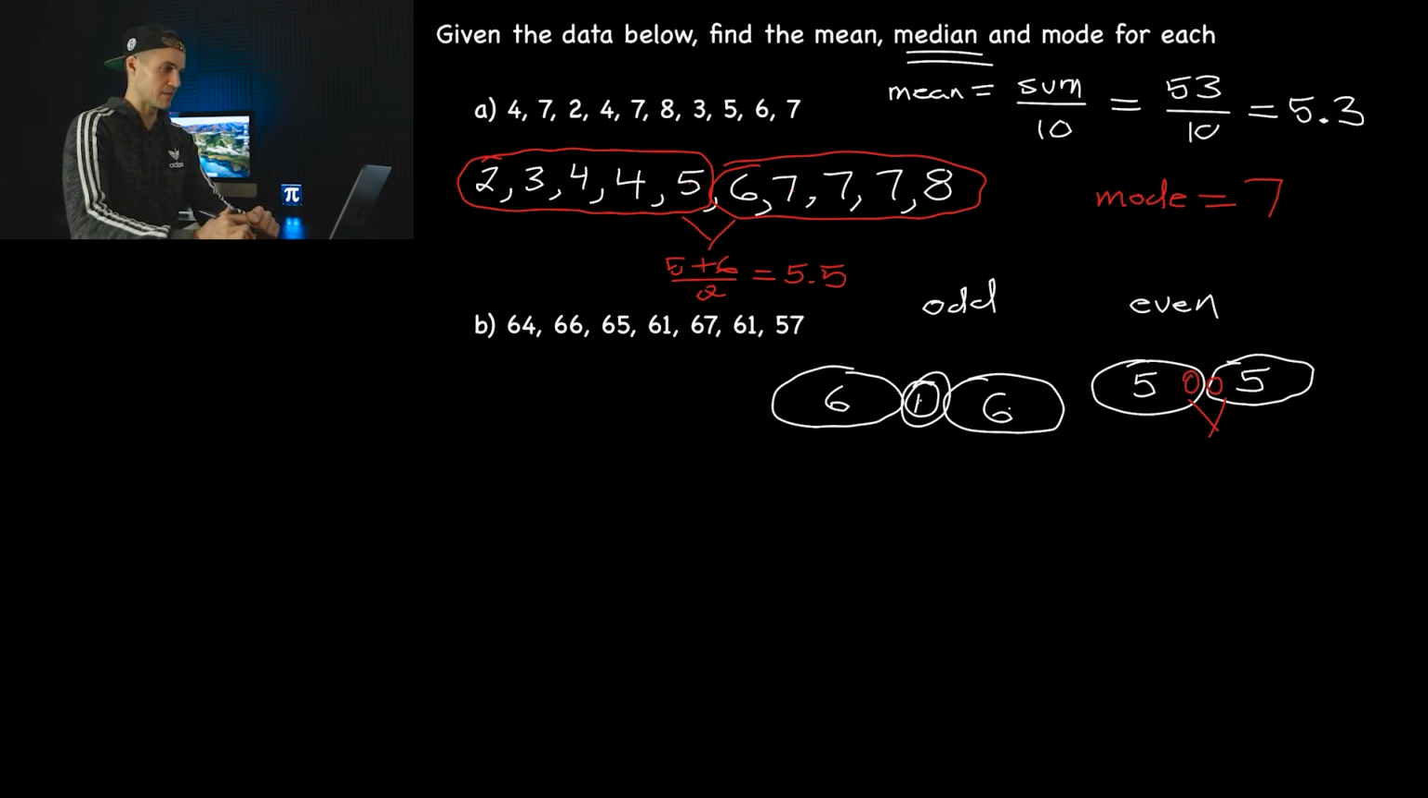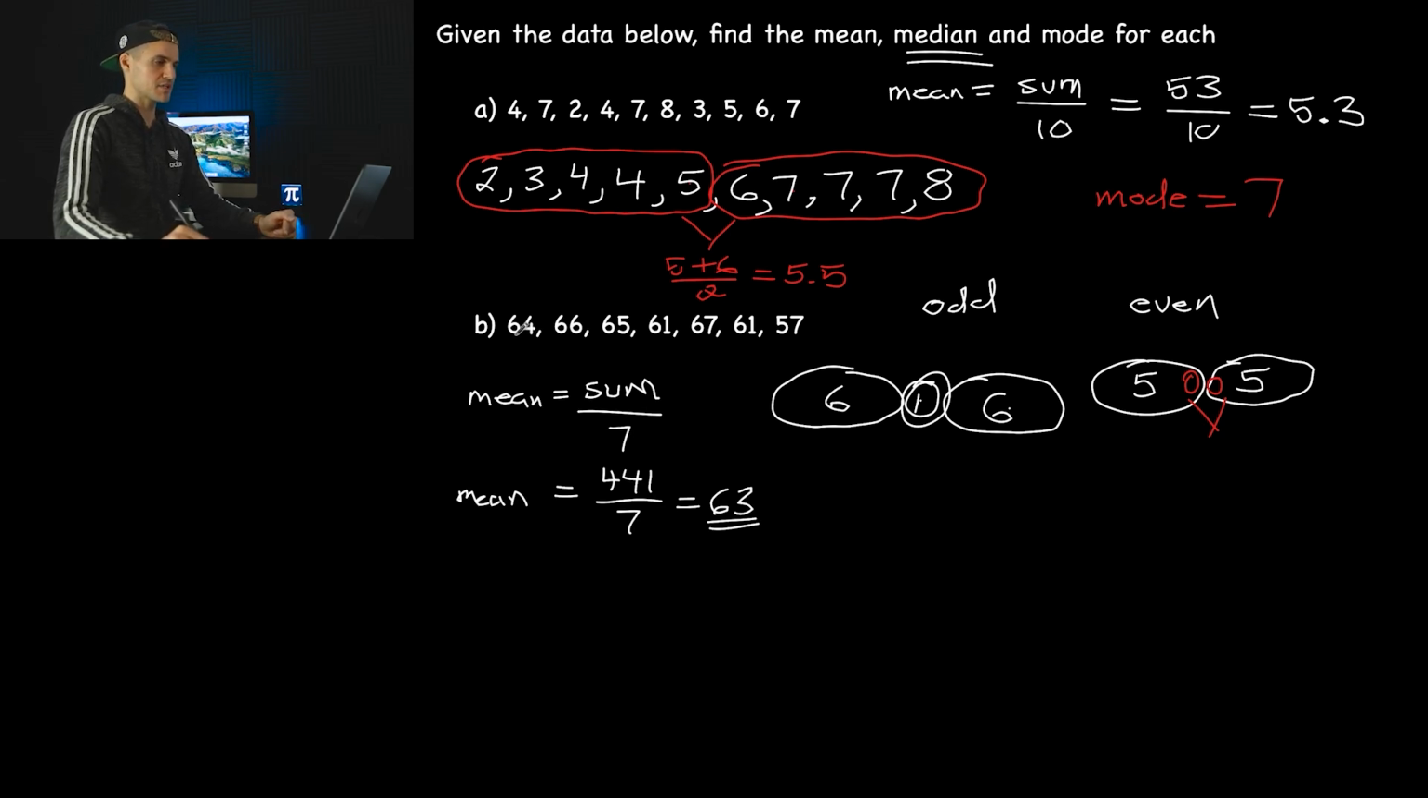Now moving on to the second set of data, same thing, mean is going to be what? The sum divided by the number of observations. In this case, there's how many? There's 7 observations, right? So taking the sum of them, we get 441 divided by 7. We get a mean of 63.